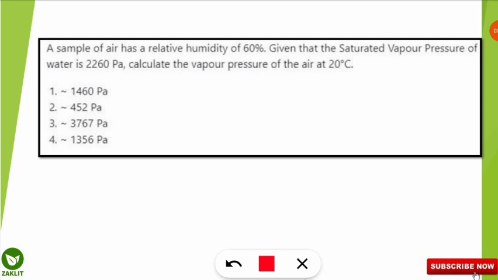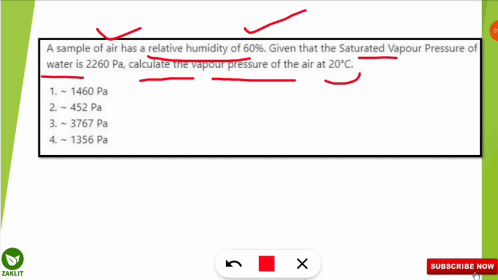Let's discuss the question. The first question which we are going to discuss today is: a sample of air has a relative humidity of 60%. So the relative humidity of the air is given as 60%. Given that the saturated vapor pressure of the water is 2260 pascal. So the saturated vapor pressure is also given. Next, we have to calculate the vapor pressure of the air at 20 degrees Celsius.